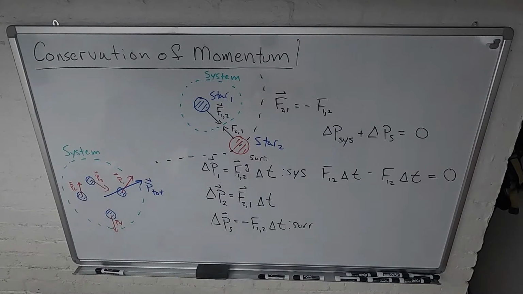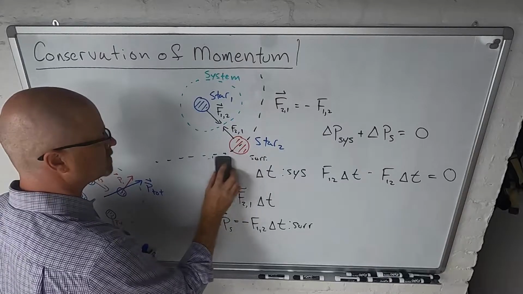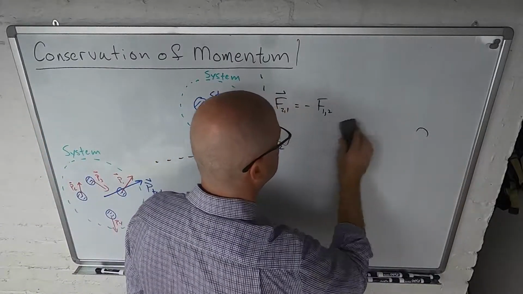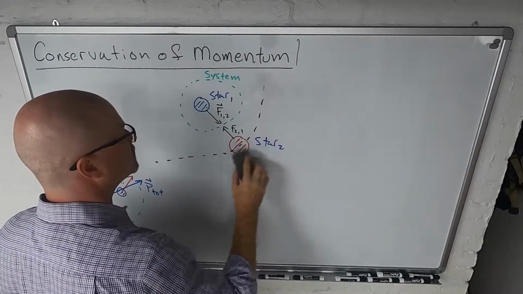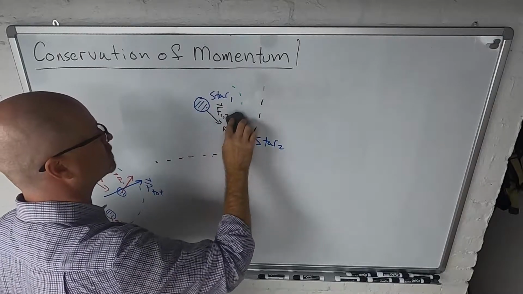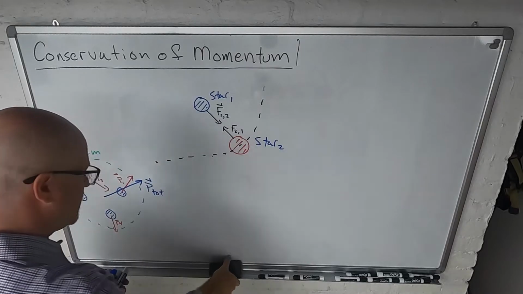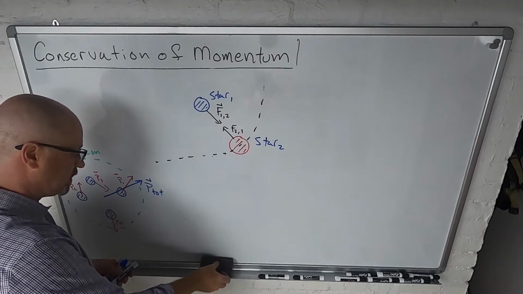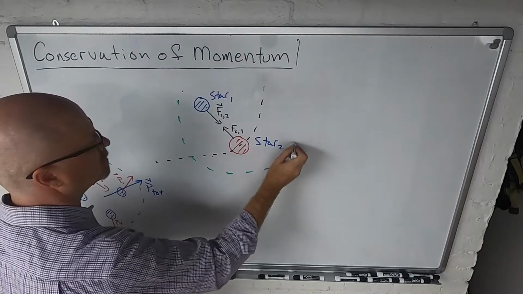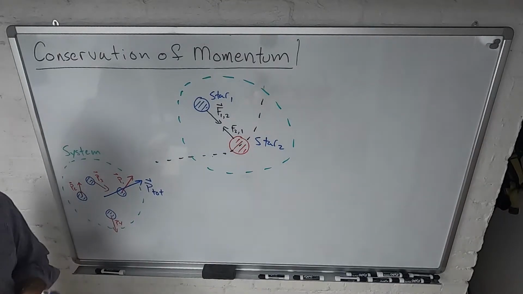Okay. Now, what if we took a slightly different approach? Let's prove the same idea, but for a choice of our system being both stars. Still on this trajectory, but now I'm going to draw my circle a bit differently. I'm going to draw my system to include both stars. There's nothing else around.